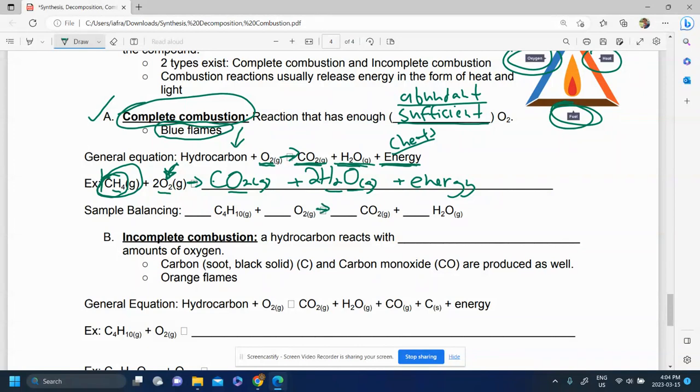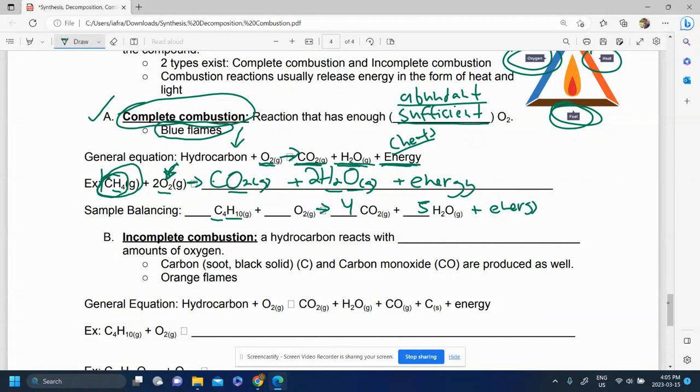Whereas if you had to balance this, it would be a little bit different. I'm going to add plus energy here as well. So we need 4 carbons because there's 4 carbons here. We need 10 H's because there's 10 H's here.